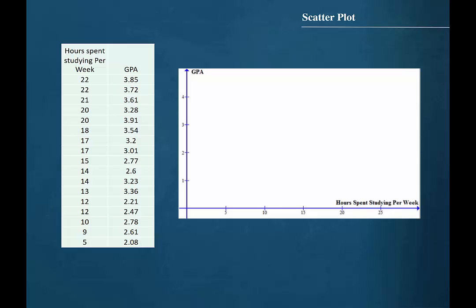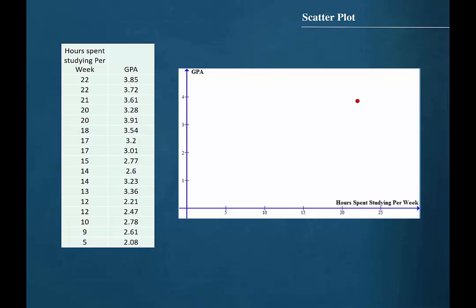If we plot these correlated variable values as ordered pairs on a graph, the graph would be called a scatter plot. We will begin by labeling the horizontal axis as the number of hours spent studying per week and the vertical axis as GPA. Now begin by plotting the ordered pair 22, 3.85. This would correspond to a student who spent 22 hours per week studying and has a GPA of 3.85.